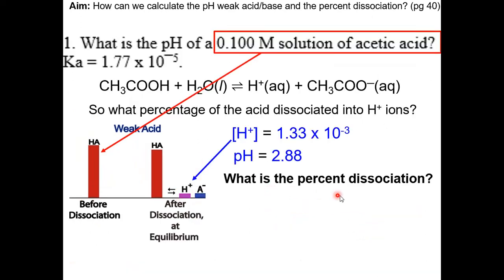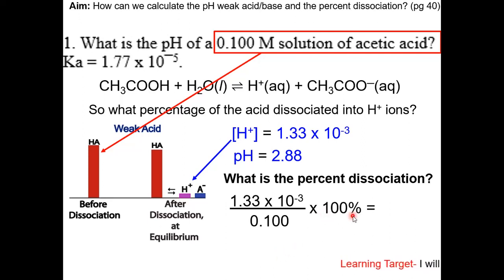So let's calculate the percent dissociation of acetic acid. Let's plug in the values into the equation. We know the hydrogen ion concentration is 1.33 times 10 to the minus 3. The initial concentration of acetic acid is 0.1, times 100% gives us 1.33% dissociation.